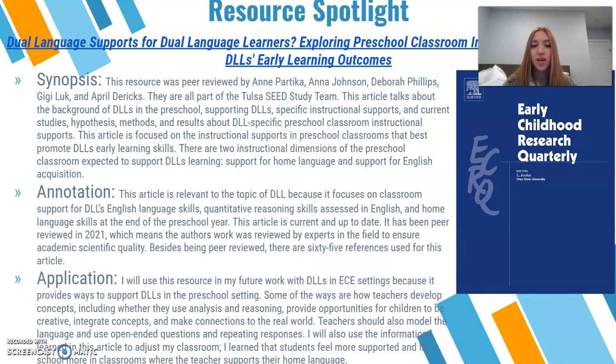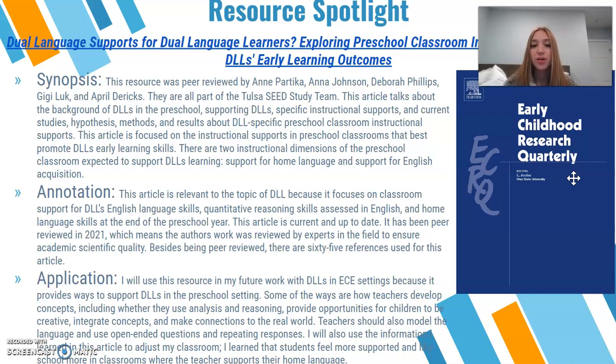For my resource spotlight, I focused on the dual language supports for dual language learners, exploring preschool classroom instructional supports for dual language learners' early learning outcomes. I included this photo here, which is a picture of the front cover of the book that this comes from. For my synopsis, I have that this resource was peer-reviewed by Anne, Anna, Deborah, Gigi, and April.